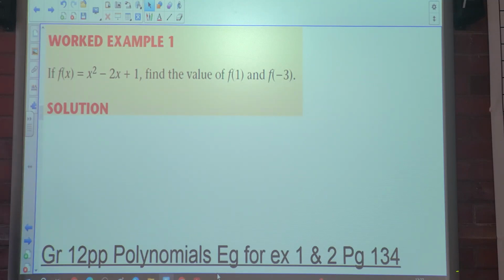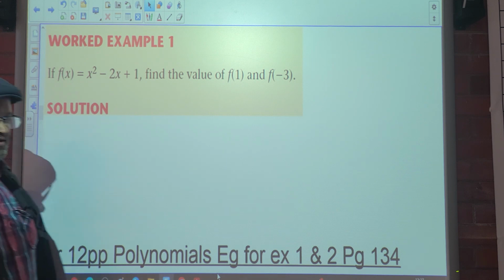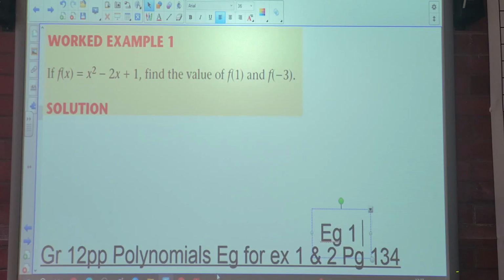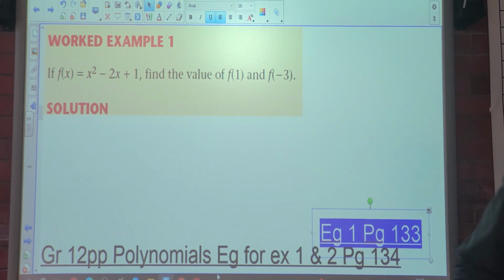Alright. So if we are told in work example 1 is on page, sorry? 133. I think you see the weekend was too long for us, no?